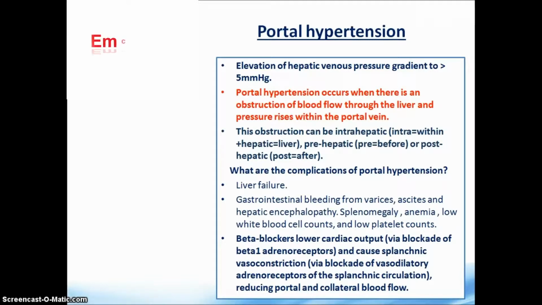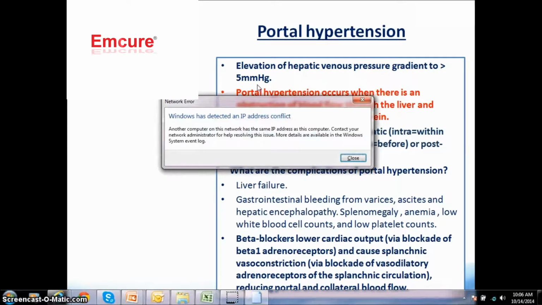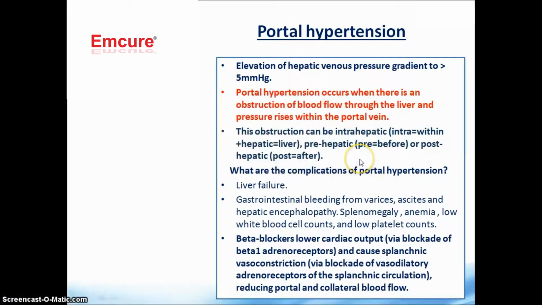The next disease which we are going to talk about is portal hypertension. Portal refers to hepatic. Basically, it is related to the system of veins related to your hepatic system. Whenever there is an elevation of hepatic venous pressure gradient to 5 millimeters of mercury or more, that is called portal hypertension. Generally you don't measure the portal pressures directly, and for that you use TIPS. It is a method with which you measure the pressures in your portal veins.